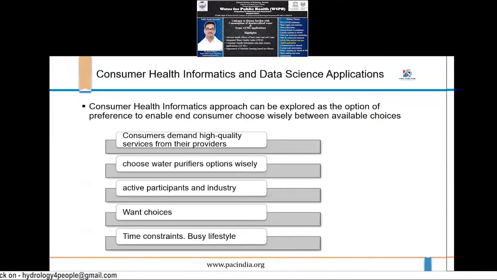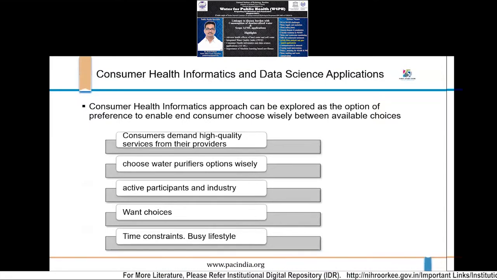But that is where there should be options given to people to make wise decisions, and that is only possible when there's active participation from industry, because they are the ones who promote the products to the consumers.